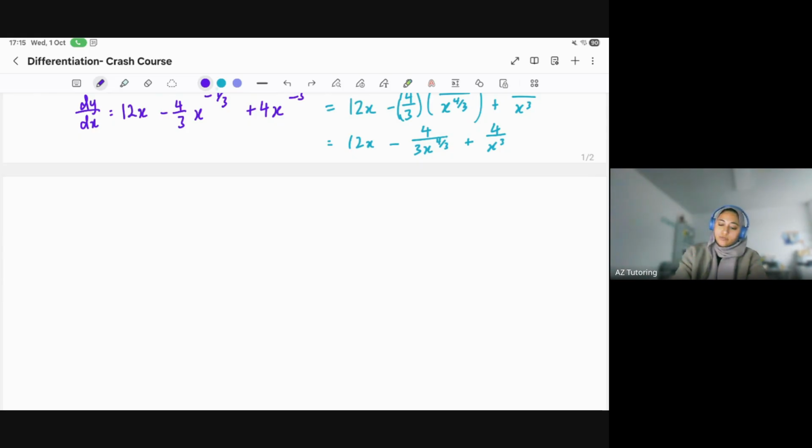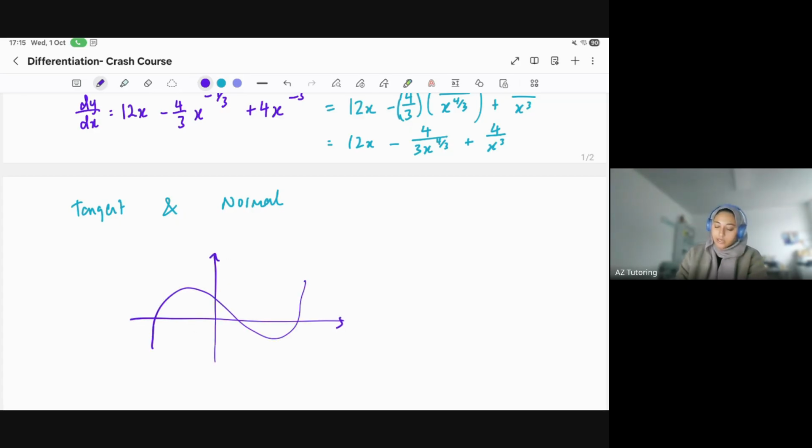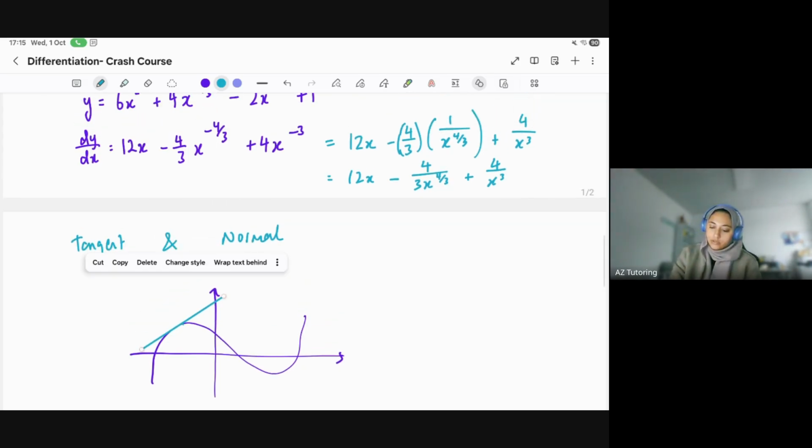Okay, so just before doing that, I just want to explain the difference between a tangent and a normal. So let's say I had a curve like so. And I was told to find the tangent of this curve at this point here. Now the tangent to that curve is just a straight line that's drawn like so. So that is the tangent to the curve at that point. So that is a tangent.